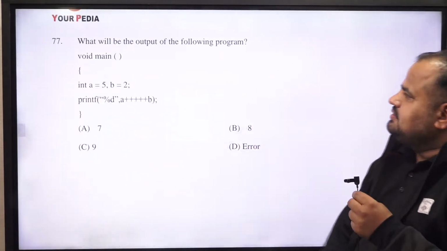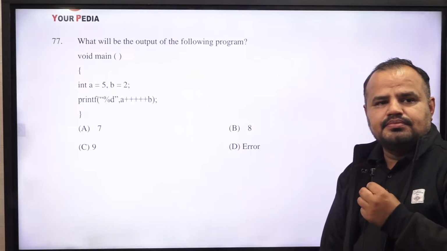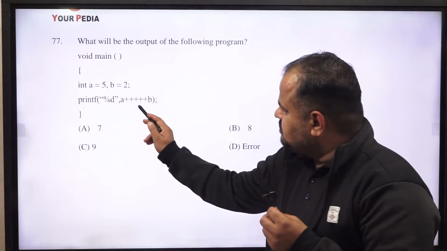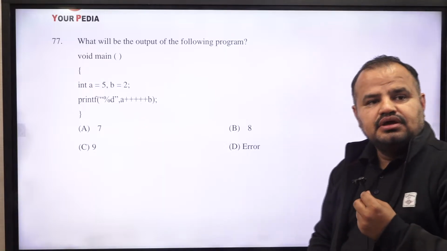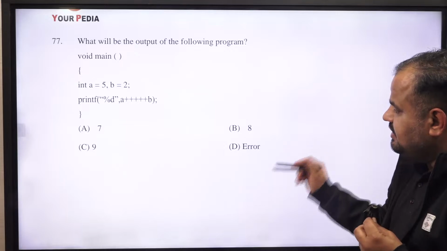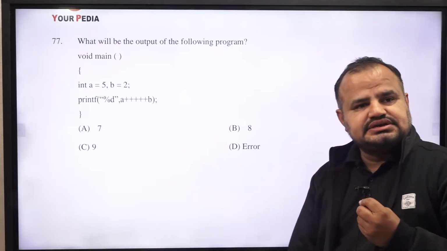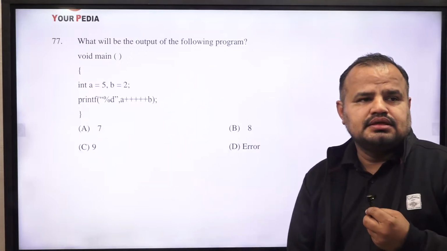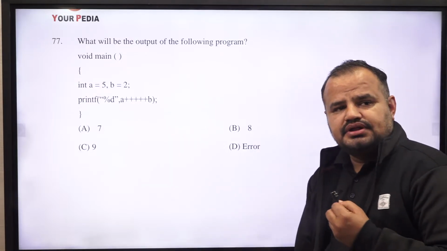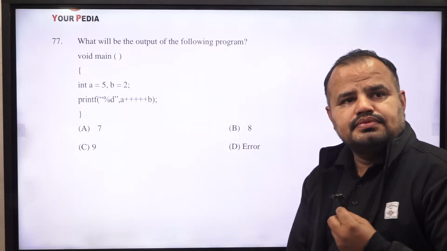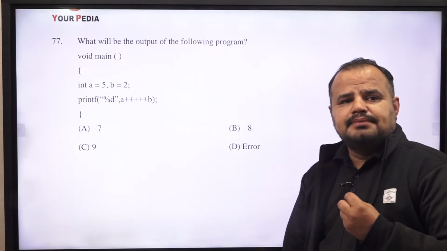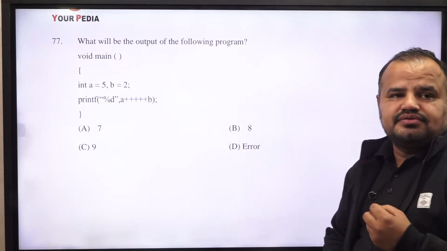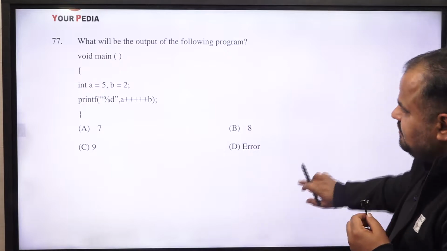Now tell me, what will be the output of the following problem? See, my dear students, we have 1, 2, 3, 4, 5 times plus. What is the right answer? D. D is error. Is it error or something else? A plus plus plus plus plus B. What is the right answer? Pawan, Nisu, Resab, what is the right answer? Compiler dependent. Very good. Most of the time it gives the L value error. It is compiler dependent. D is the right answer.